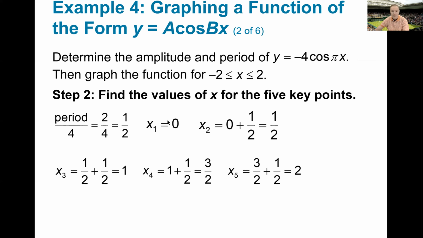We know our first point is at 0 because it's not being horizontally shifted to the left or right. Then you say, well, your next point is just 1/2. Then your next point after that, 1. Then 3 over 2, and then 2. Now, on the next page, I'll show where the y values come from, but you should already know. If you think about the cosine function, at the beginning point, it's normally 1. Well, this one's getting multiplied by -4. So I know the y value for this first x value is -4.